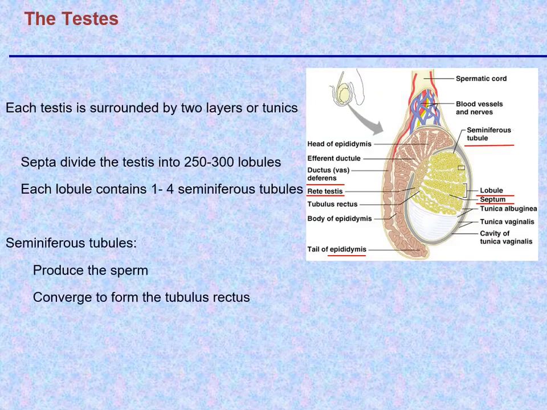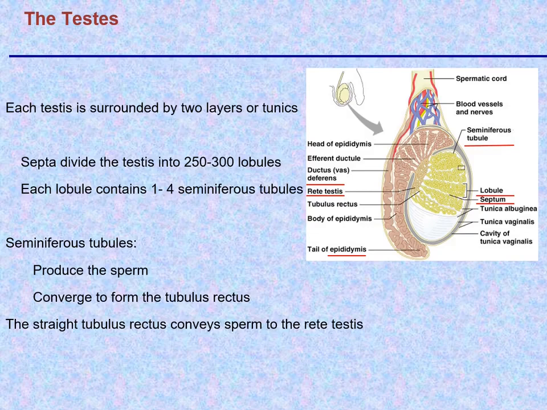Okay, the testes themselves are the site of production of the sperm. And when you look at the testes, it's this organ here. And it's divided into 250 to 300 lobules.